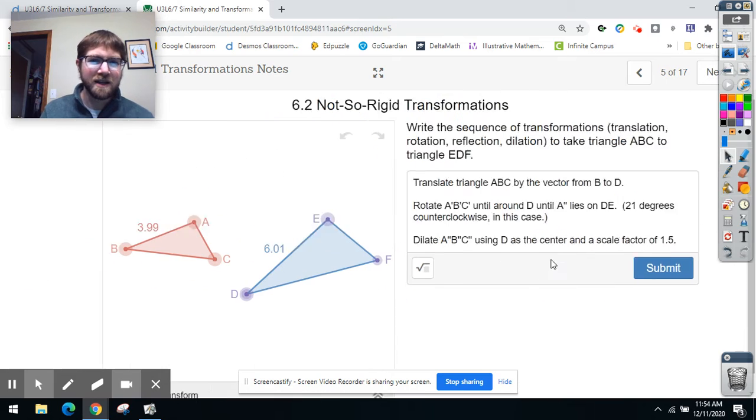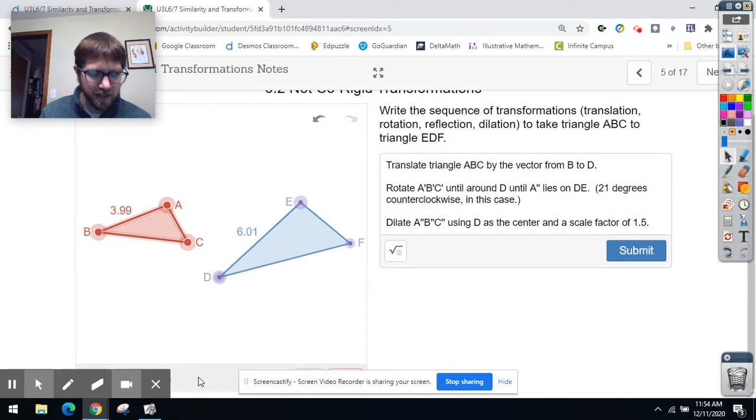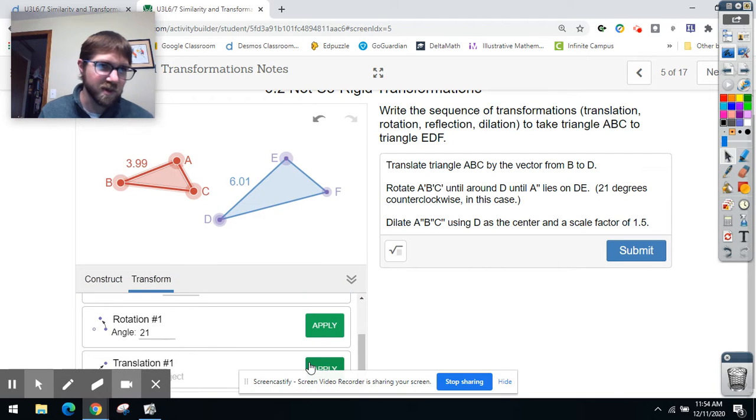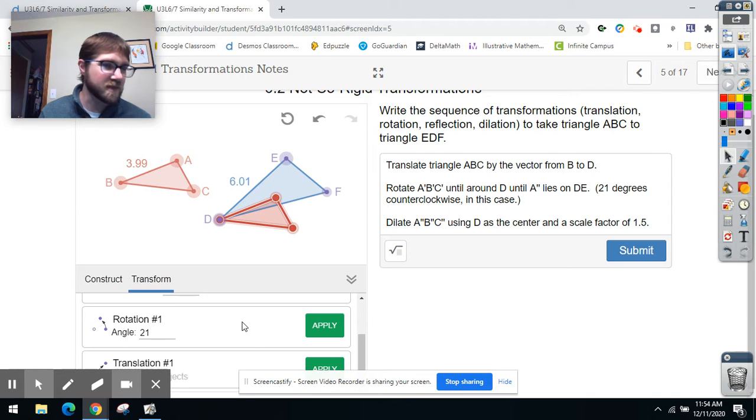Here's my answer. So I would start by translating triangle ABC by the vector from B to D. I know that those 2 points belong together, right? B has to end up where D is. So let me try that right now using my transformation tools. Spoilers, it's all written out there. Anyway, here's my translation from B to D. Okay, so now I have 1 point in the right place.